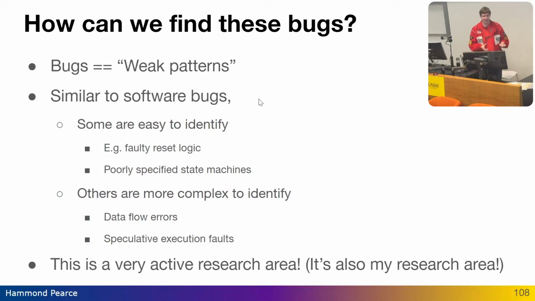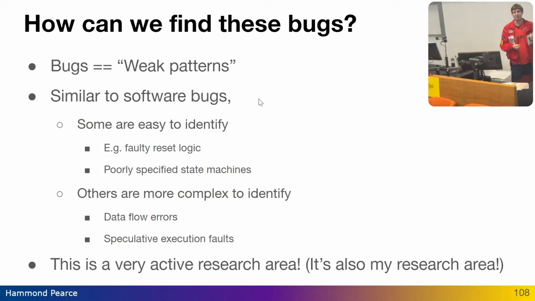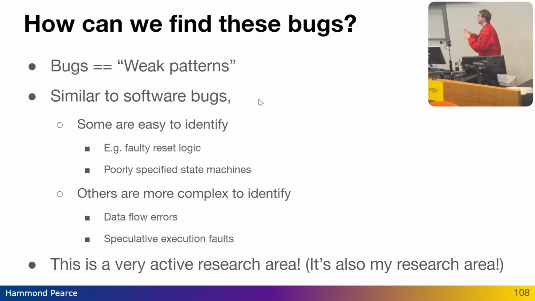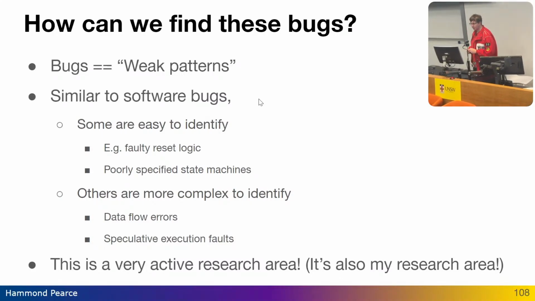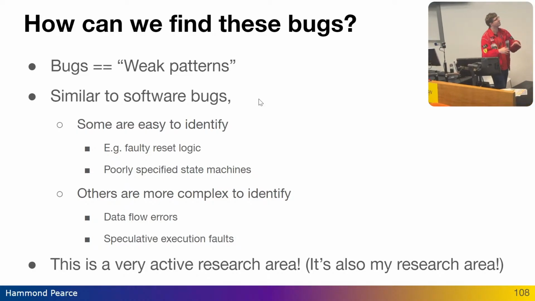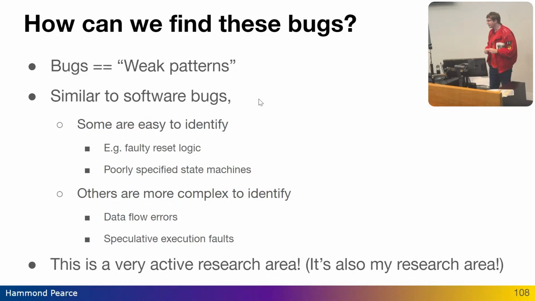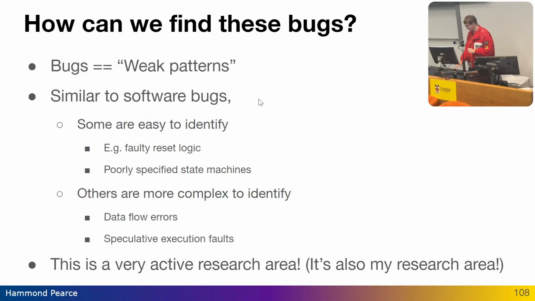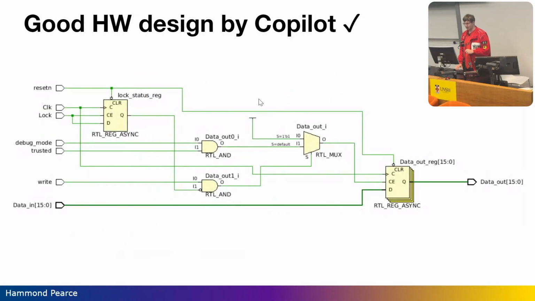Some bugs are really easy to spot, particularly things to do with reset logic or poorly specified state machines. They're usually easy to spot. Others can be more complex to identify, like if you're trying to deal with strange data flow problems between different parts of your circuit, or again things like speculative execution, which is apparently so difficult that they got it wrong 3 times.